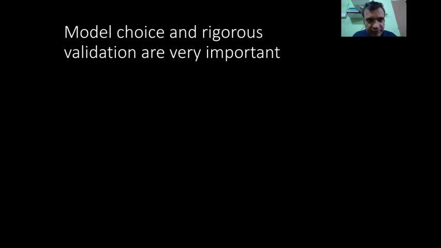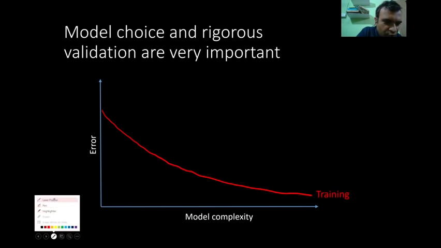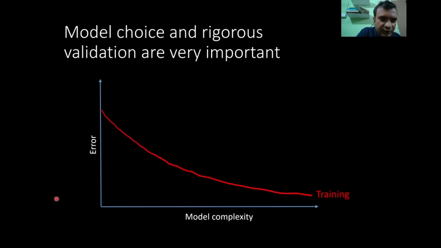Now let's look at one of the basic concepts in machine learning, which is model choice and rigorous validation. These are very important problems in designing and in testing machine learning problems. So if we look at model complexity on the x-axis and the error, we want this error to be small. One way to reduce that error is to increase the model complexity.